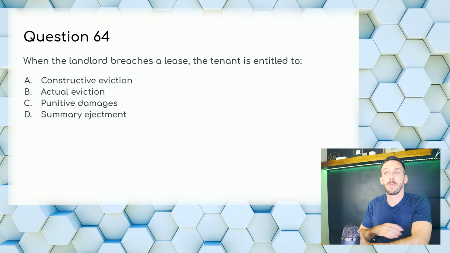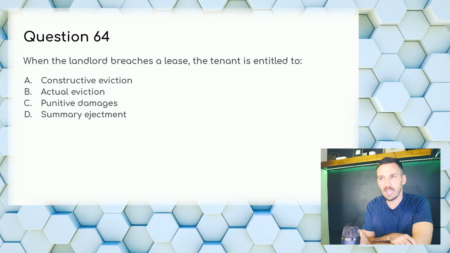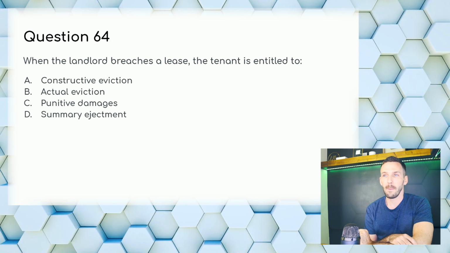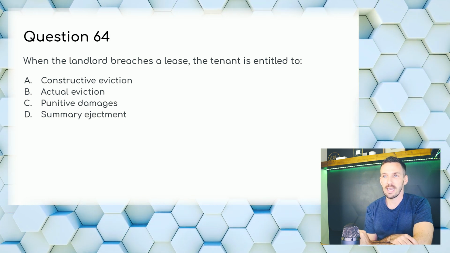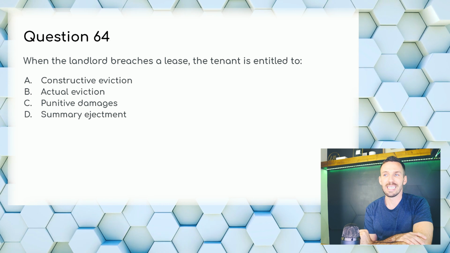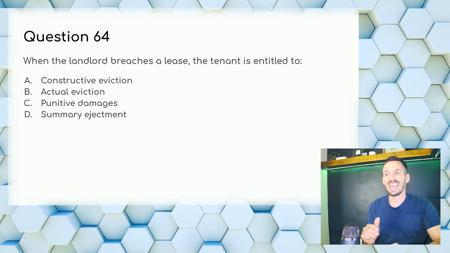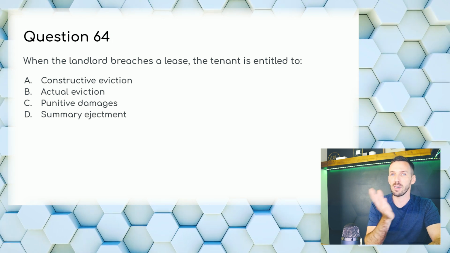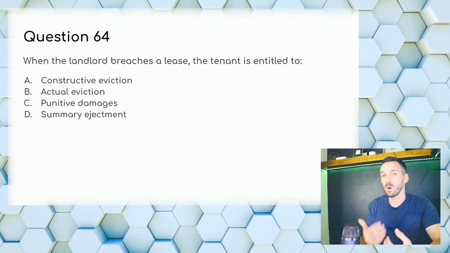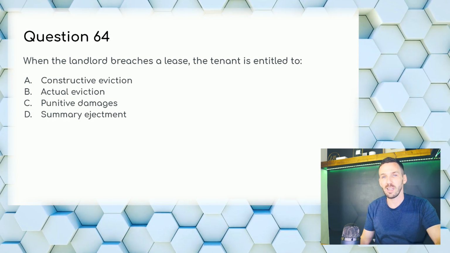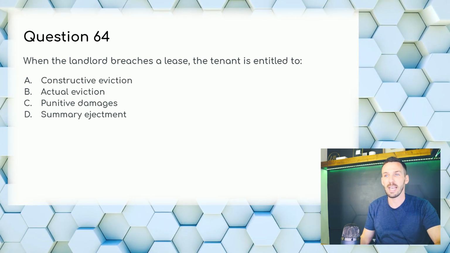Question 64. When the landlord breaches a lease, the tenant is entitled to A. Constructive eviction, B. Actual eviction, C. Punitive damages, D. Summary ejectment. So this is vocab here. When a landlord breaks an agreement, as we talked about in a previous question, or they don't do something that they promised to do, a constructive eviction is allowed by the tenant. Answer here is A.